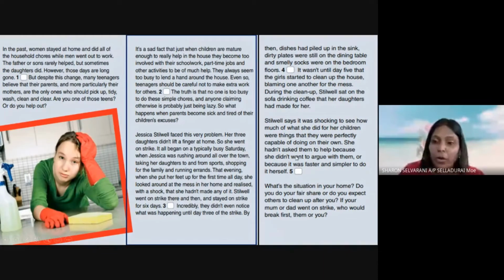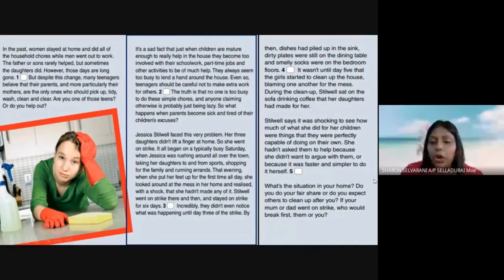Okay, let's look at this paragraph 5. Stilwell says it was shocking to see how much of what she did for her children were things that they were perfectly capable of doing on their own. Okay, so what does this mean? Every time the mother was doing everything for the daughters, actually the daughters could do it themselves. Okay, let's continue reading. She hadn't asked them to help because she didn't want to argue with them, or because it was faster and simpler to do it herself.